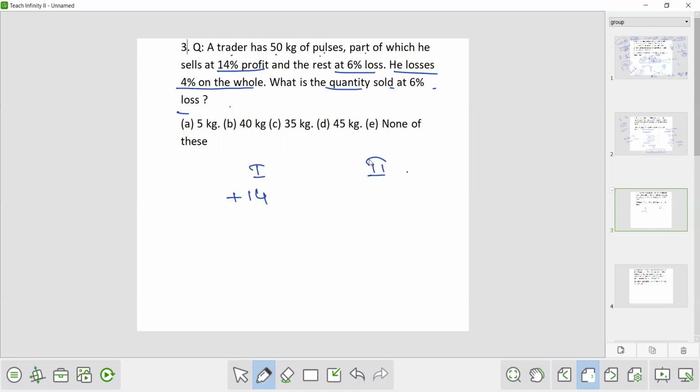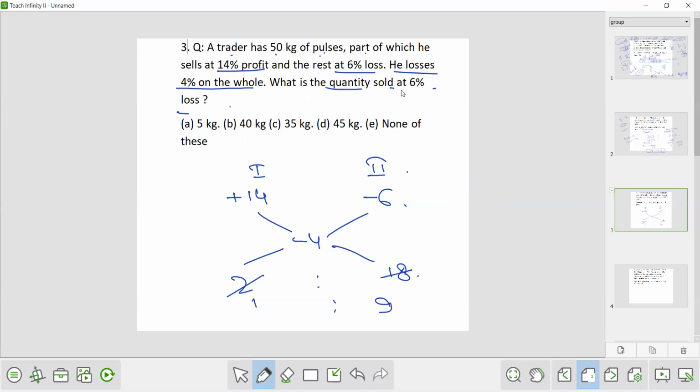Quantity 2 he has sold at a loss of 6%, so minus 6. And on the whole, when he mixed both quantity 1 and quantity 2, he has made a loss of 4%, that is minus 4. The difference of these two will be written here, that is 2. The difference of these two will be written here, that is 18. So 2 is to 18, that is 1 is to 9. So quantity 1 is to quantity 2, the ratio is 1 is to 9.